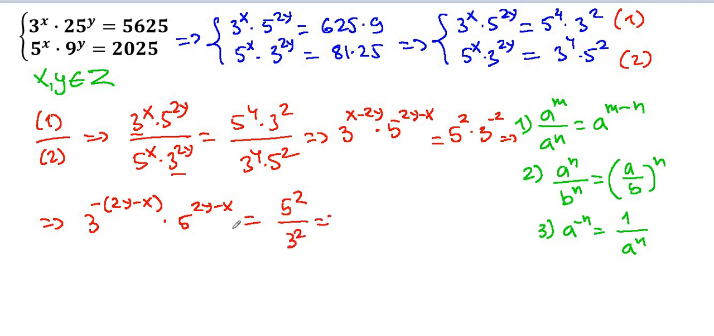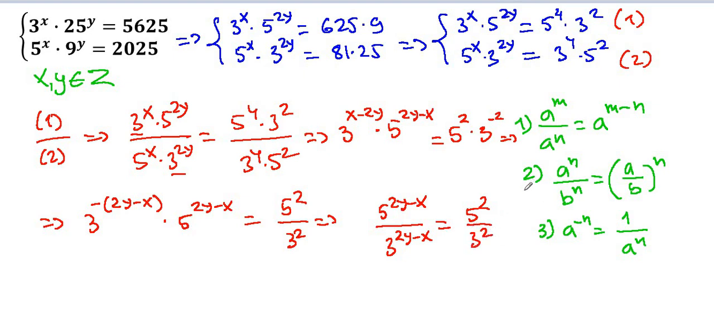Now this is going to be equivalent to, we see that the exponent of this 3 is negative, so therefore I can write this 3 to the power of minus 2y to the power of minus 6 in the denominator, but with positive power. So therefore, without minus, 5 to the power of 2y minus x divided by 3 to the power of 2y minus x is equal to 5 squared divided by 3 squared.